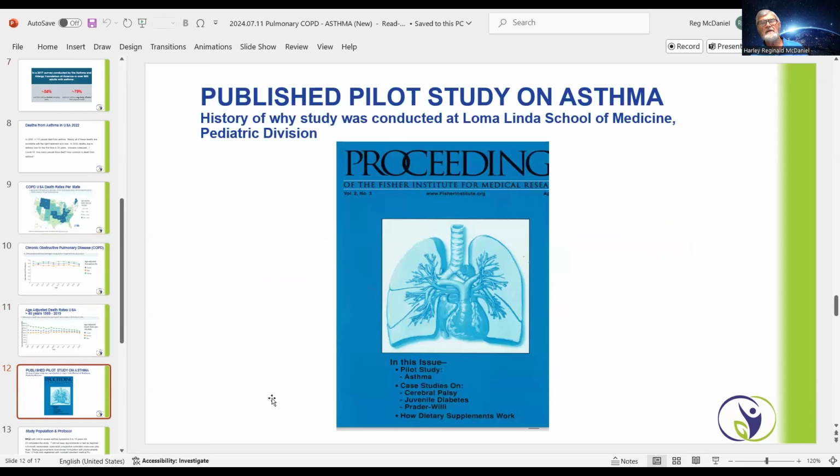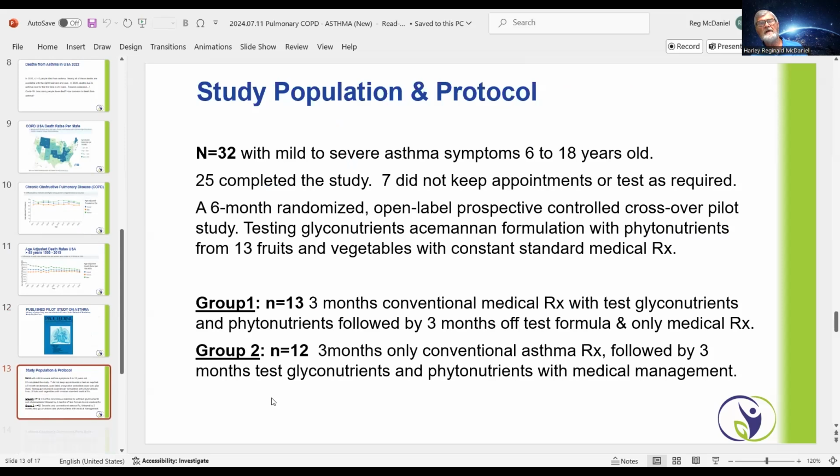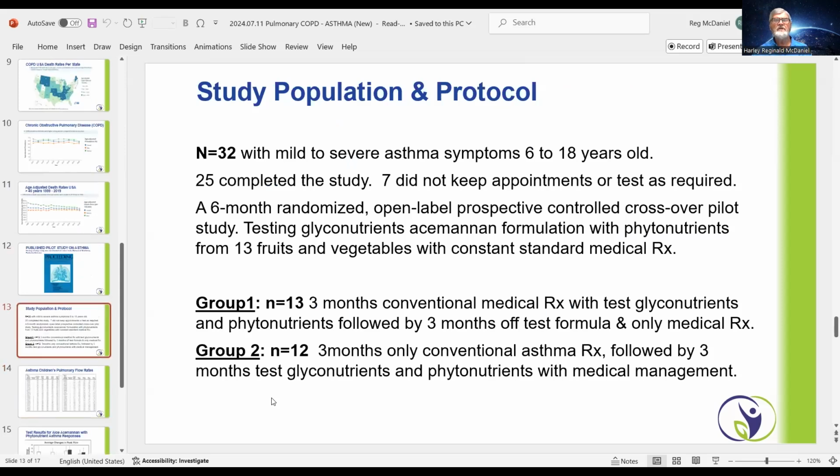Now, in Proceedings, which was an announcement journal produced by the Fisher Institute, which I founded with my wife in the early 1990s, there is an issue that particularly focuses on asthma, and it was a study that was done at Loma Linda University because one of the professors, a female pediatrician, had a husband that was an asthma cripple from childhood, and lo and behold, even when he went into adulthood, he still had asthma attacks.